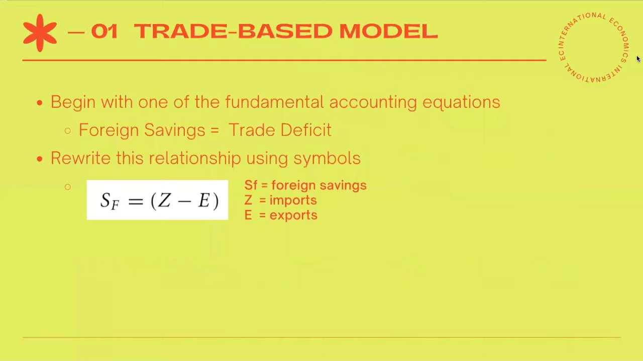So in this chapter, we will rewrite the equation of foreign savings equal to the trade deficit into this equation, which is SF equals Z minus E. SF is the foreign savings, Z is the imports, E is the exports.